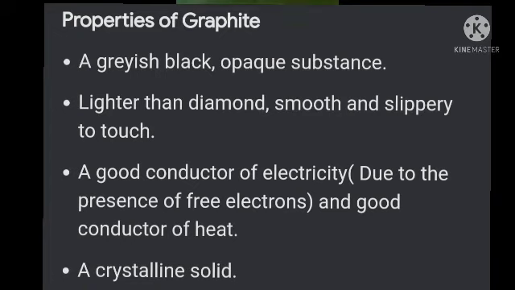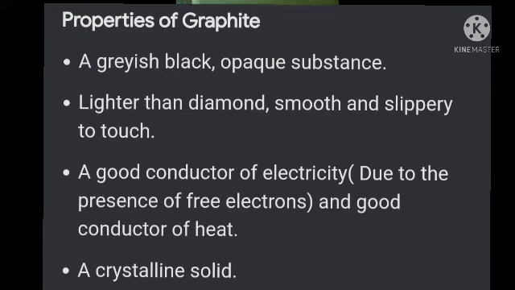Fourth one, its density is 2.25 gram per cc. Fifth one, it is a good conductor of electricity due to its free electrons. I told you, in graphite, the fourth valence electron is free. When we studied the structure, I told you one electron is free. So that free electron is responsible for the conductivity of electricity.